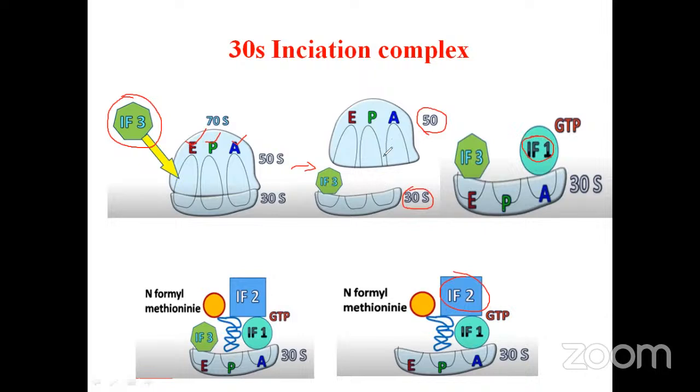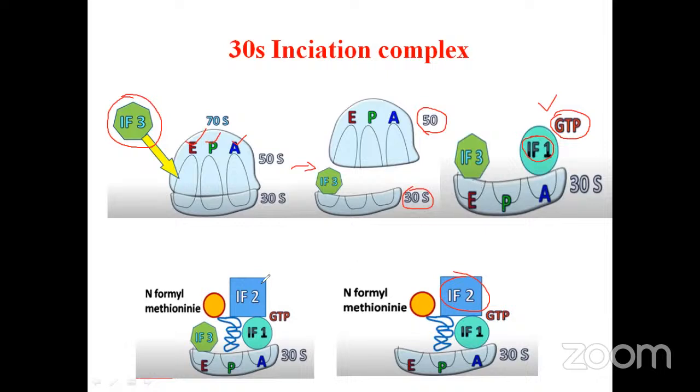So after dissociation into 30S and 50S, in the second step initiation factor 1 attaches at the A site, with the help of GTP, guanosine triphosphate energy. Next, third step, initiation factor 2. Initiation factor 1 blocks the A site. Initiation factor 3 blocks the E site. Now which remains empty? The P site. Only the P site remains empty.